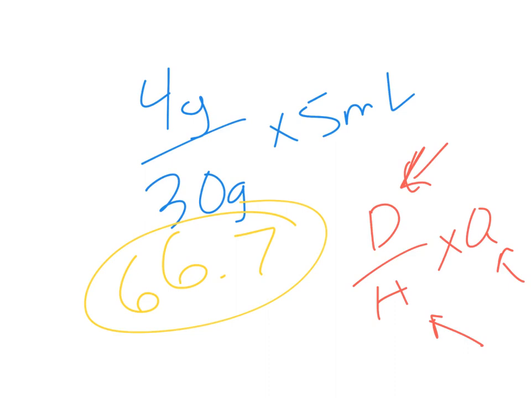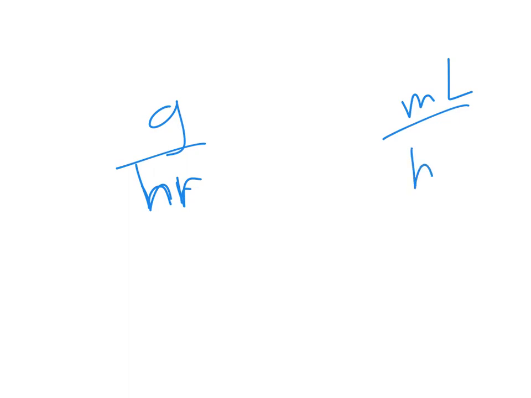What's great about that problem is it was already per hour, so I didn't have to do anything with the hours. But that's how I'd always think: based on what's ordered and how I need to get to what's given. How do I get from here to here? So what we did on that problem was convert from grams per hour, and I needed to get it into milliliters per hour.